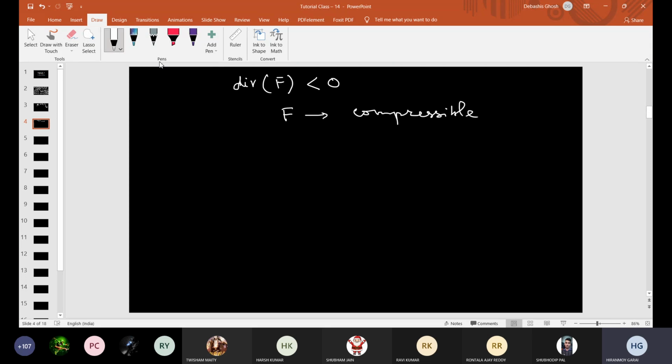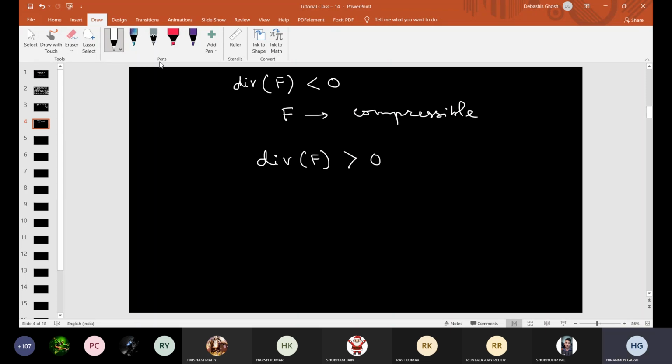Similarly, suppose you have the divergence of f greater than 0. Then we can say the flow lines of that vector field will be away from the origin, that is, outside from the source, where the flow lines originate. So at that time we can say it is positive.